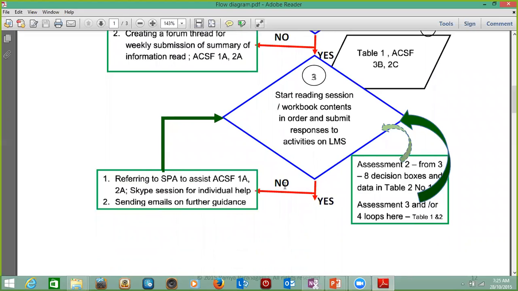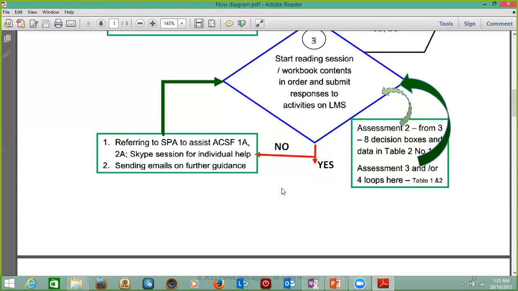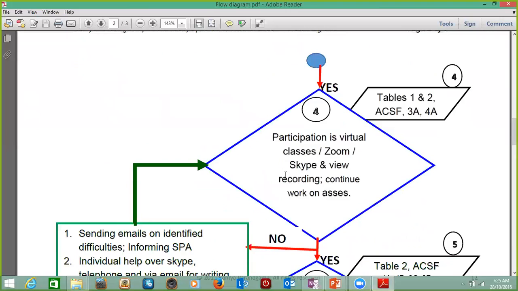So those who cannot do that need individual help, but we need to identify what help they require, whether referring to a student progress advisor would be helpful. Or you can also look at the Australian Core Skills Framework and see which area the student is in, and what they can do. Now it continues to the next page with a connector.